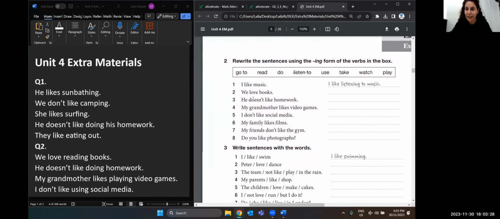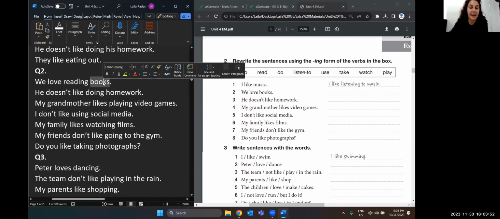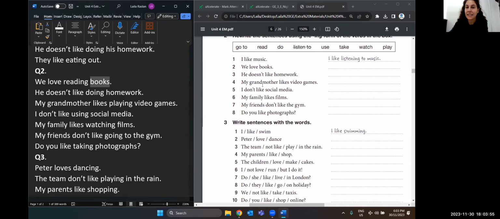Okay, I like music. So that's in the present simple. We want to put it in, I love it. I like listening to music. We love reading books. So we just want to put it again in the present simple, but with the ing. We love reading books. So remember, you got the verb and then the noun. He doesn't like homework. He doesn't like doing homework.